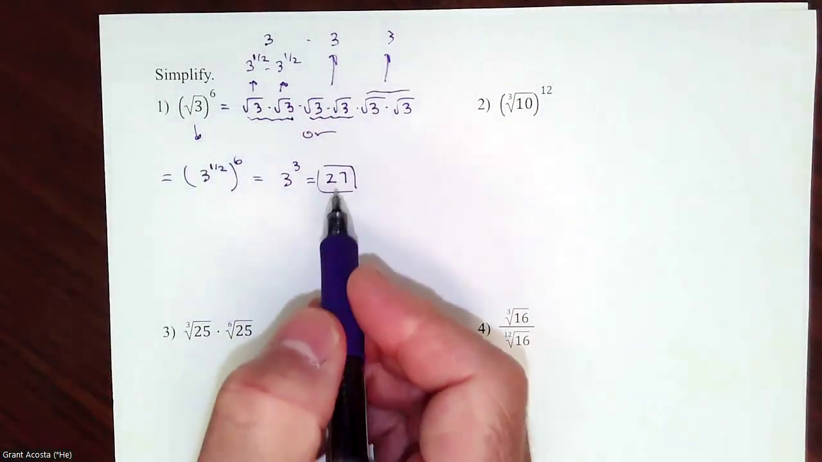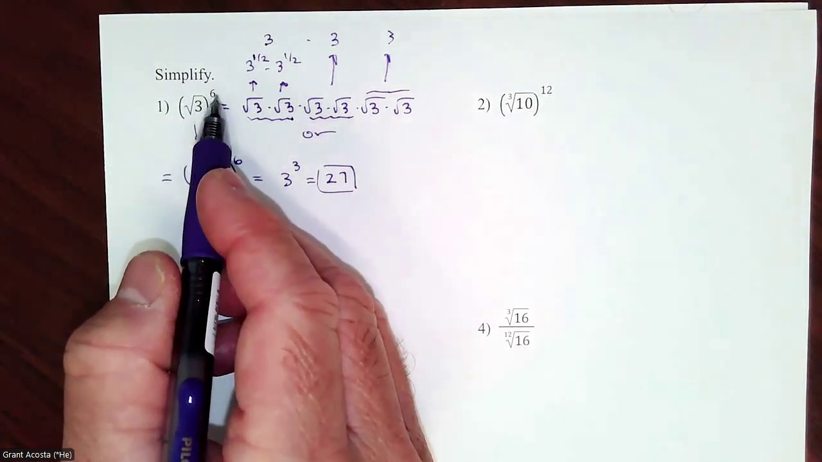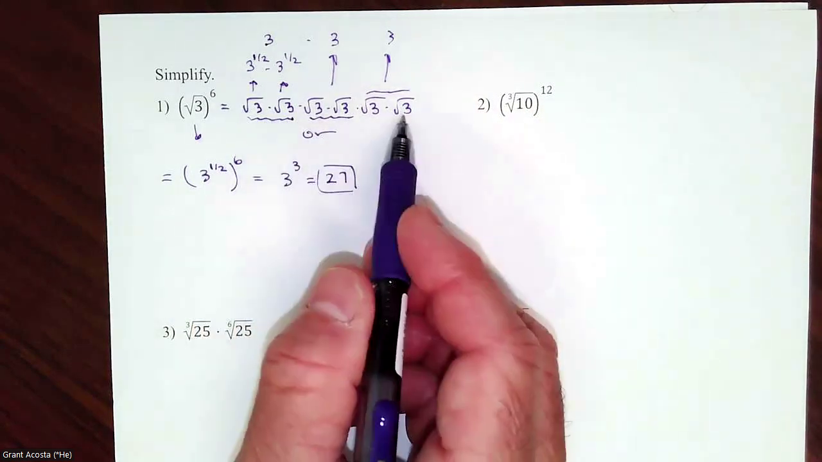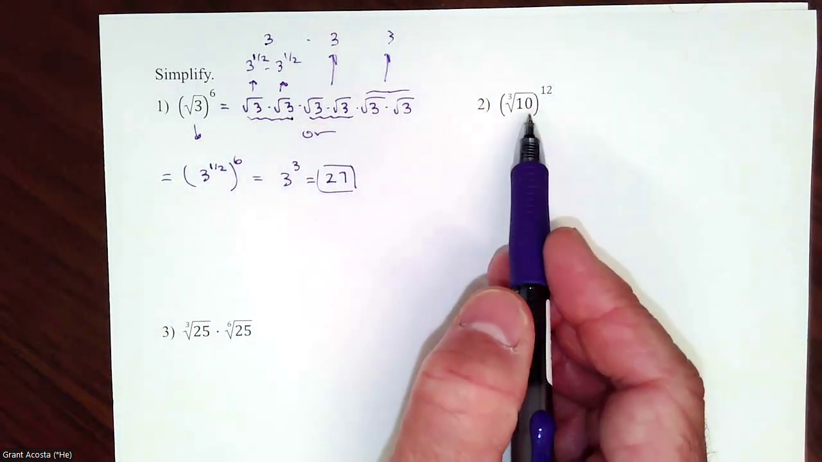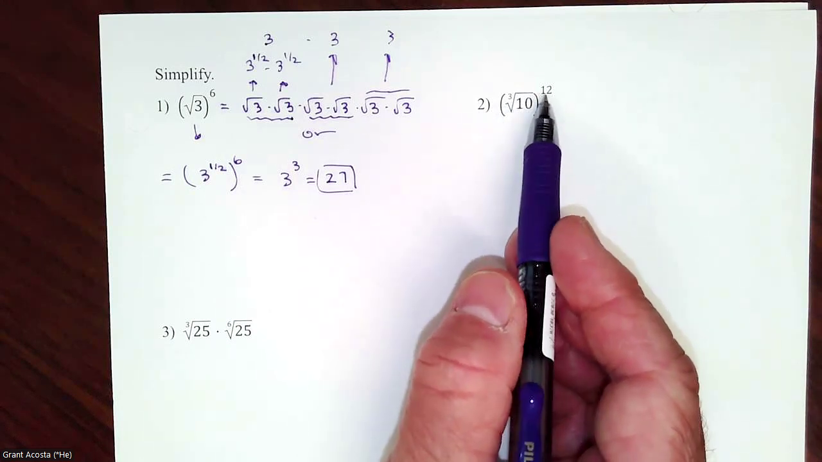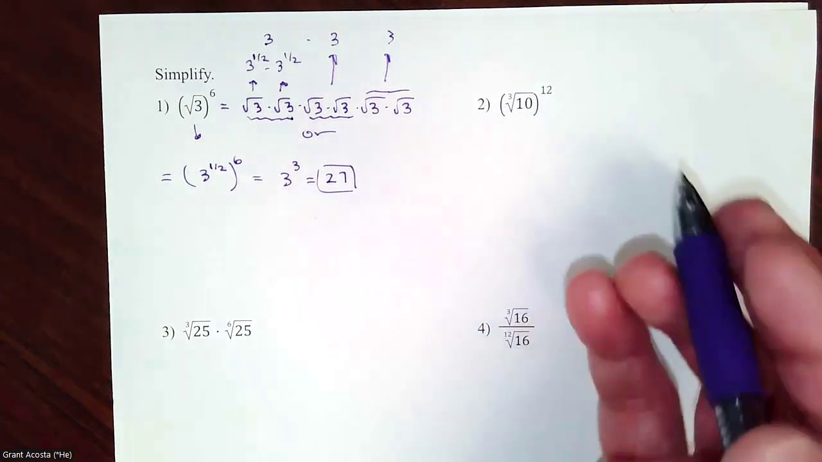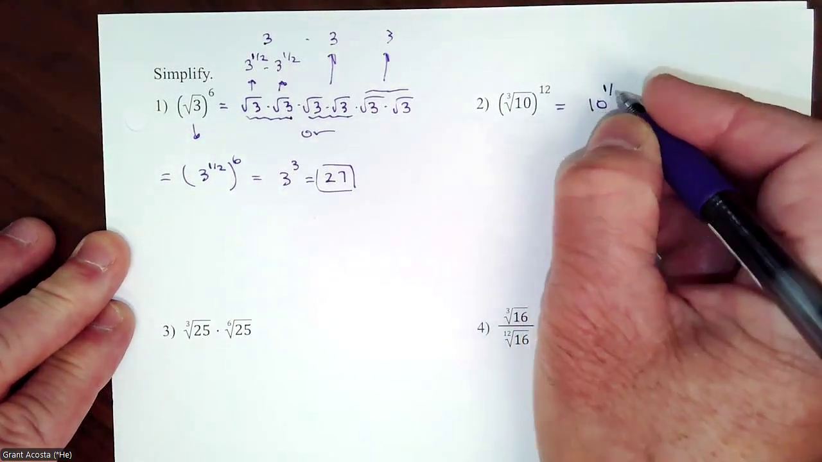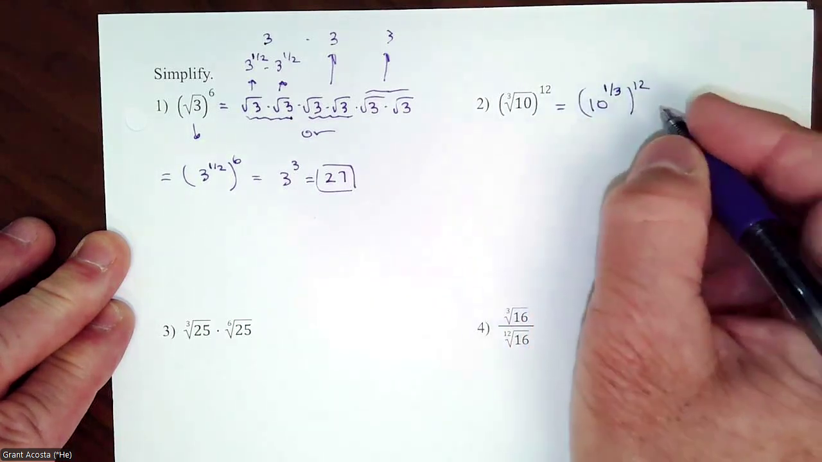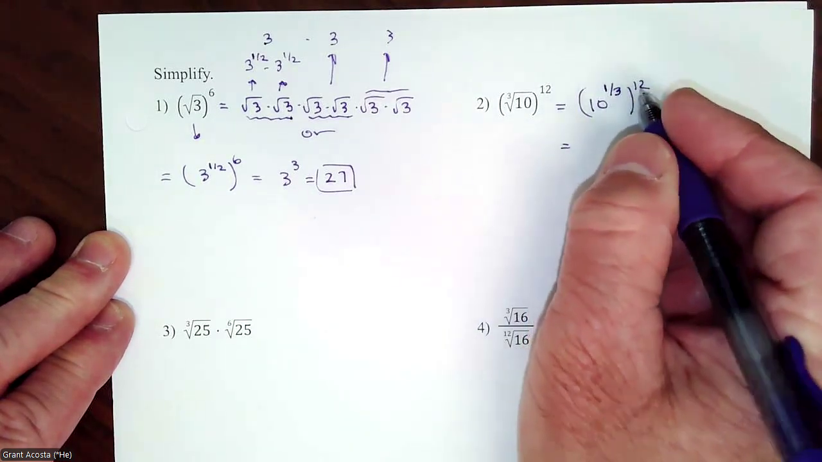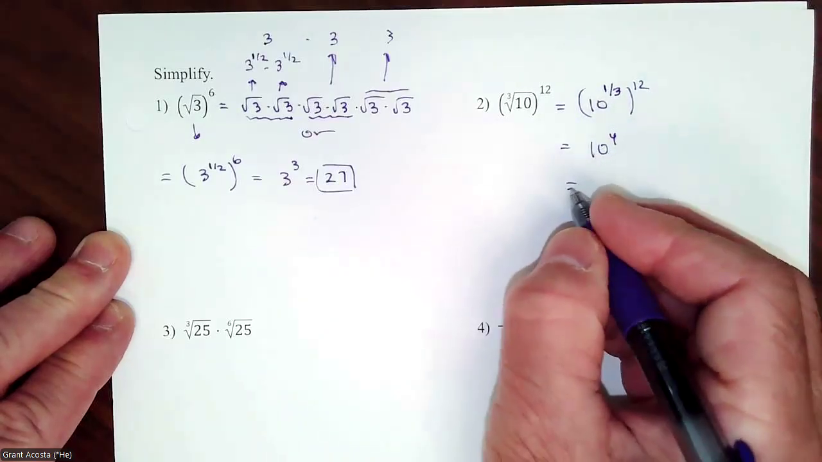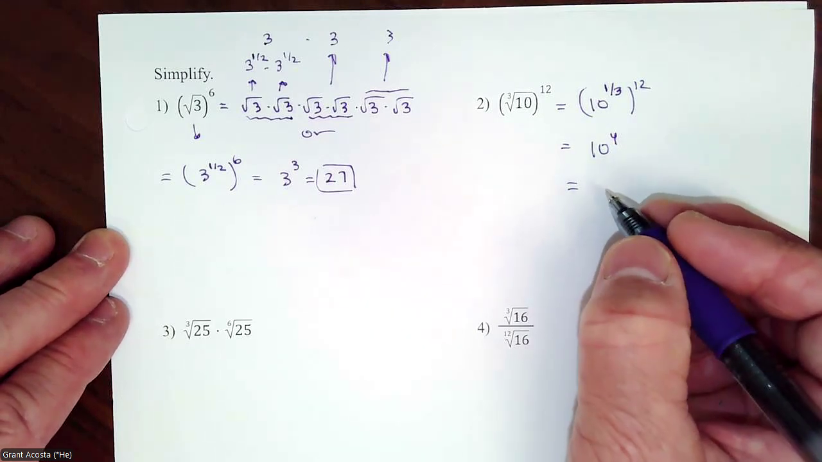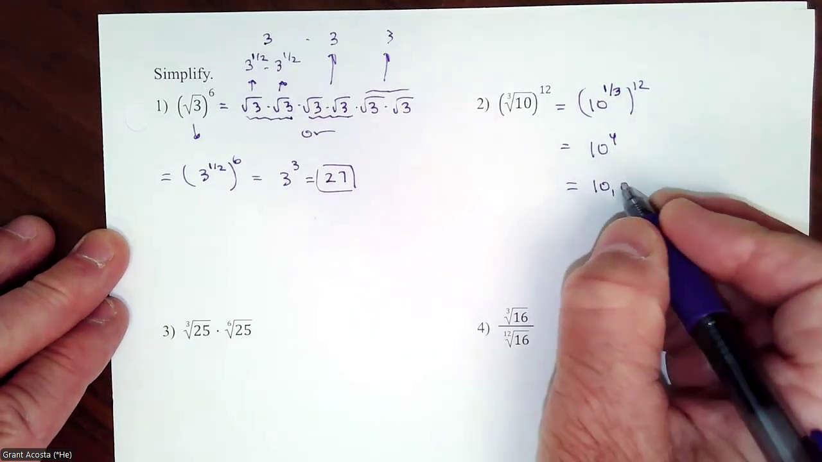But you could see, this would probably be better if this was a bigger power. What if that was root 3 to the 60th or something, right? You wouldn't want to multiply that out that many times. Or like this, the cube root of 10 to the 12th, I could multiply the cube root of 10 by itself 12 times, or I could use a fractional exponent and say that that's really 10 to the 1/3 raised to the 12th. 1/3 times 12 is 4, 10 to the 4th. Remember your powers of 10. 10 to the 1st is 10, 10 squared is 100, 10 cubed is 1,000, 10 to the 4th is 10,000.